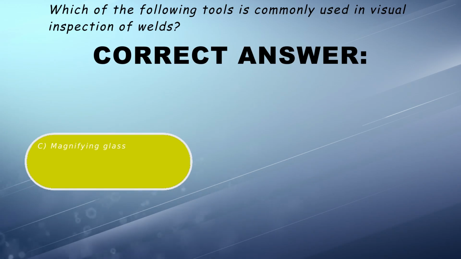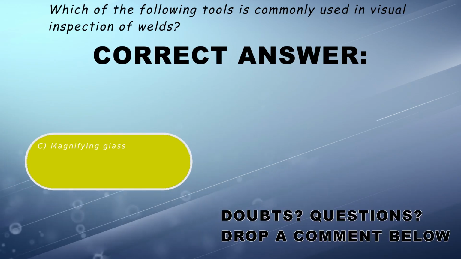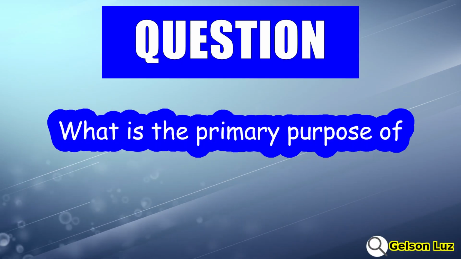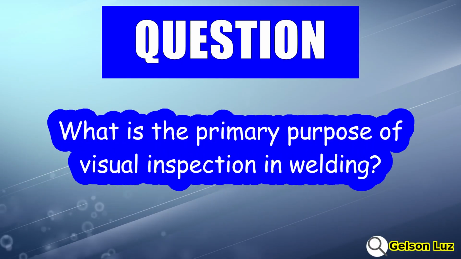The correct answer is C. Magnifying glass. What is the primary purpose of visual inspection in welding?